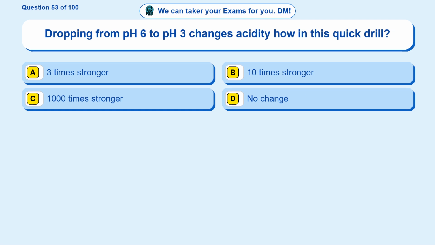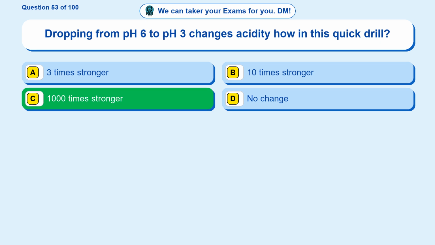Question 53. Dropping from pH 6 to pH 3 changes acidity how in this quick drill? Option A, 3 times stronger. Option B, 10 times stronger. Option C, 1000 times stronger. Option D, no change. The correct answer is option C.